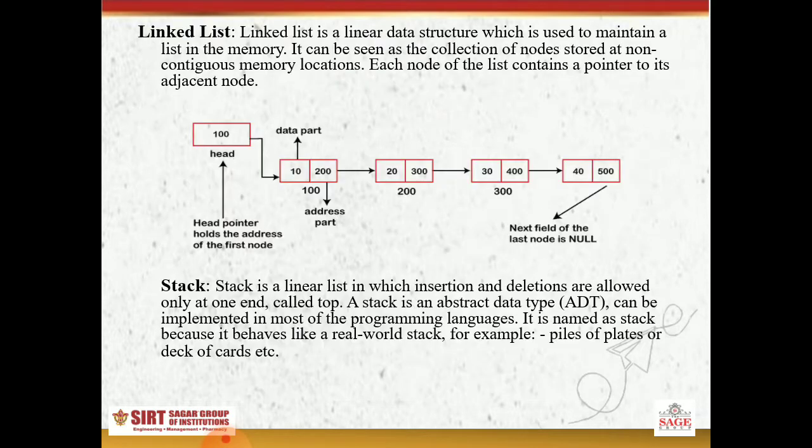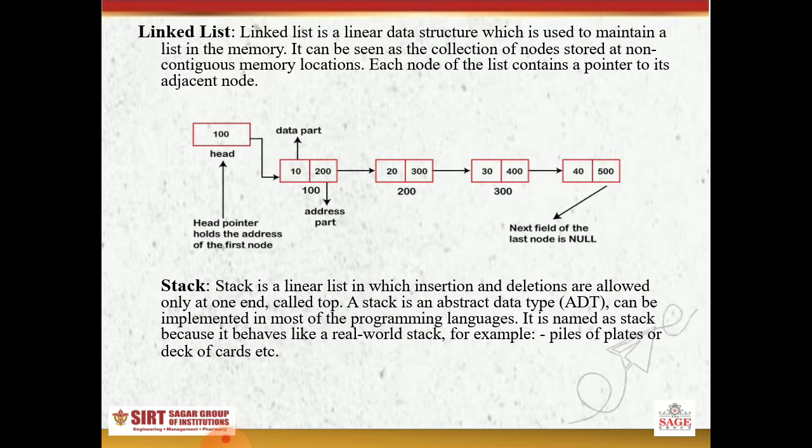Now next one is linked list. Linked list is a linear data structure which is used to maintain a list in the memory. It can be seen as the collection of nodes stored at non-contiguous memory locations. Each node of the linked list contains a pointer to its adjacent node.